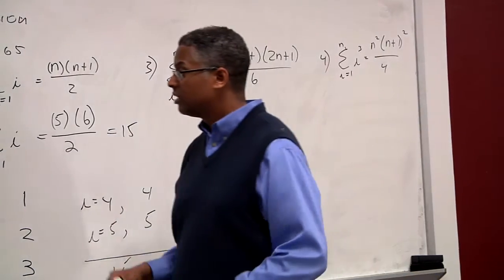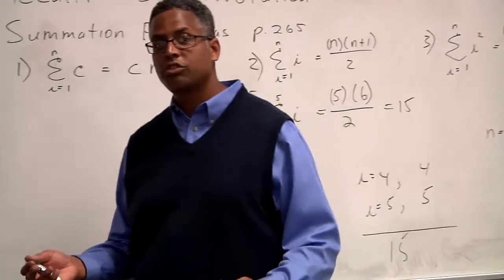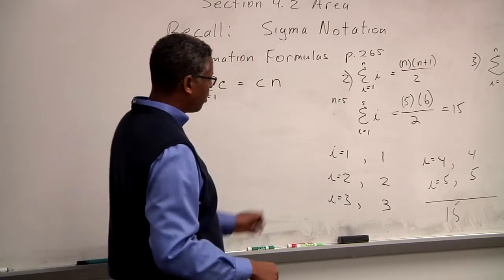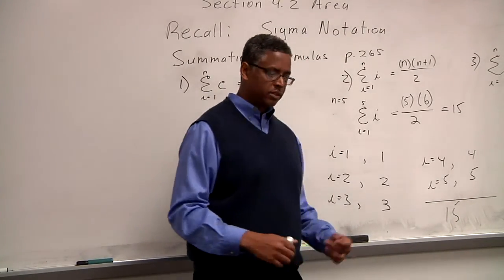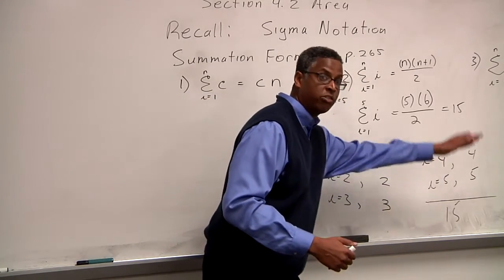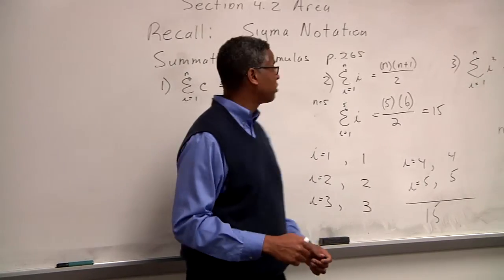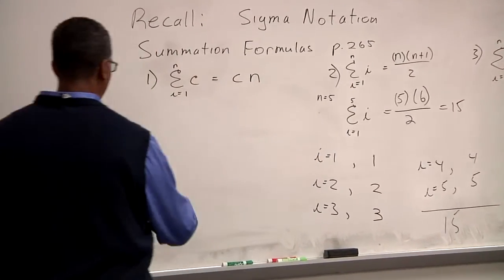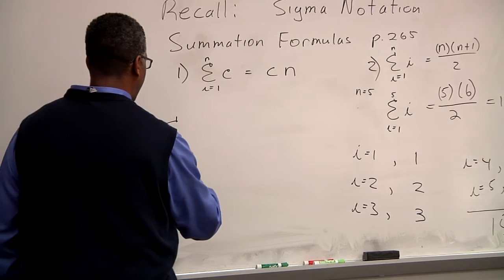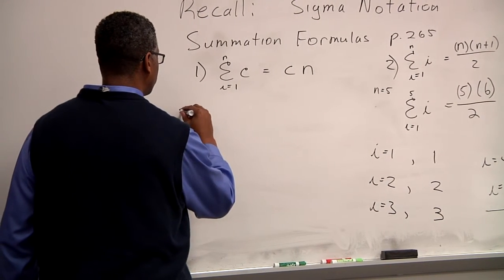So let's not use 10,000, let's use the number 200. I think you would agree that you would not want to do this process 200 times and add 200 numbers. So let's use this formula to do that. Let's find some space on the board here. So let's say i equals 1 to 200.